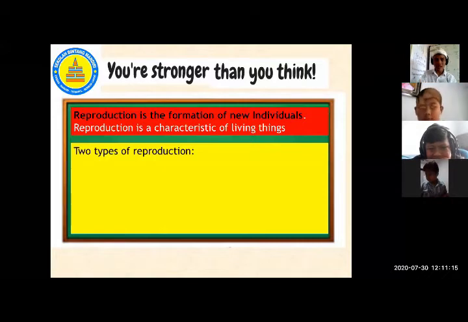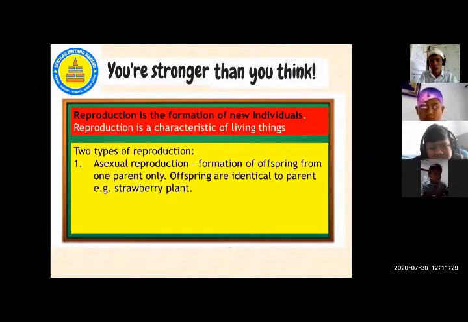Next, let me continue. There are two types of reproduction, okay? This is number one. We call it asexual reproduction, okay? What is asexual reproduction? Biasanya kalau ada tanda A di depan itu tidak ya, tidak seksual ya. So it is the formation of offspring from one parent only. Offspring means keturunan dalam bahasa Indonesia. Jadi pembentukan keturunan dari one parent only, satu orang tua saja. And offspring are identical to the parent. Keturunan itu identik dengan orang tuanya.